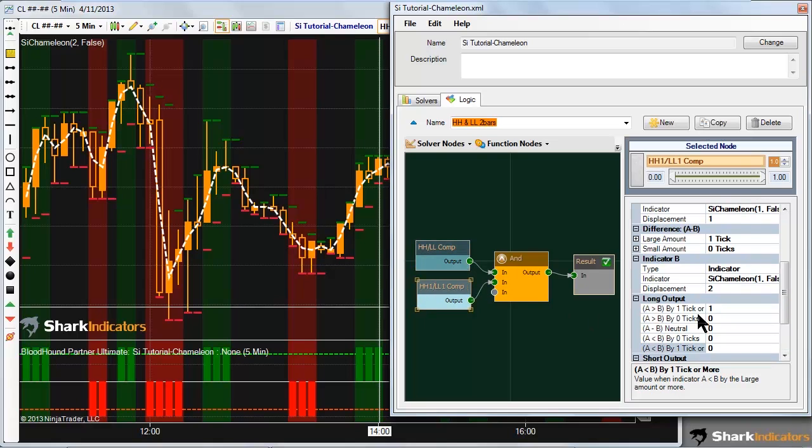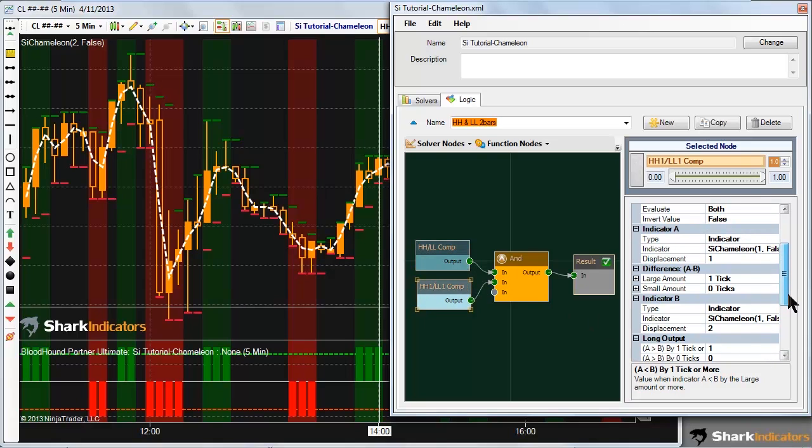And for the next solver, I have SI Chameleon set up exactly the same way as the previous solver. I just changed my displacements. So now I have a displacement of 1 and a displacement of 2.